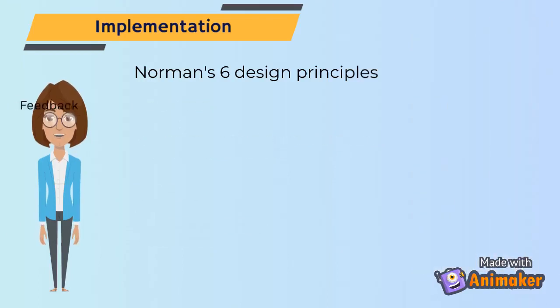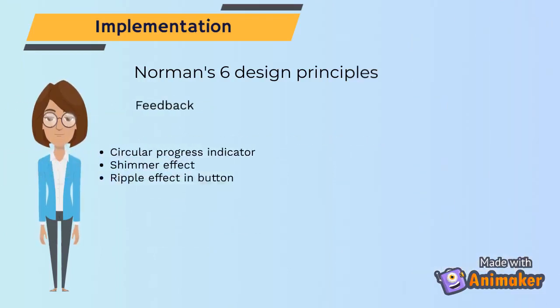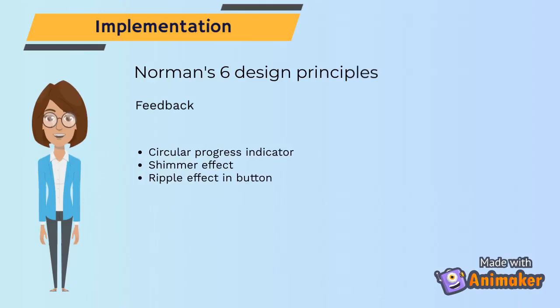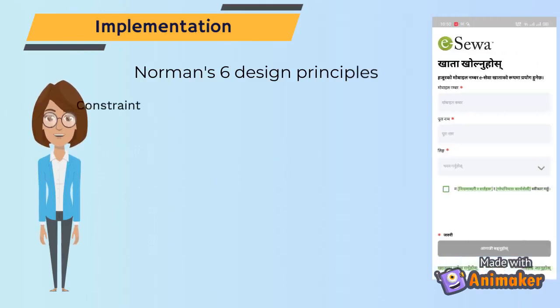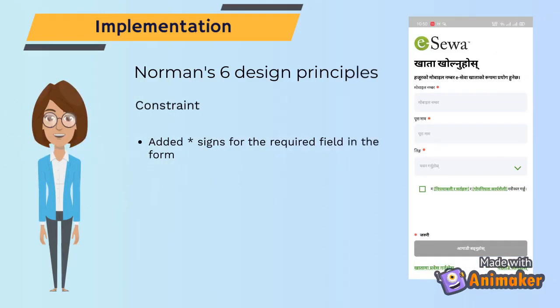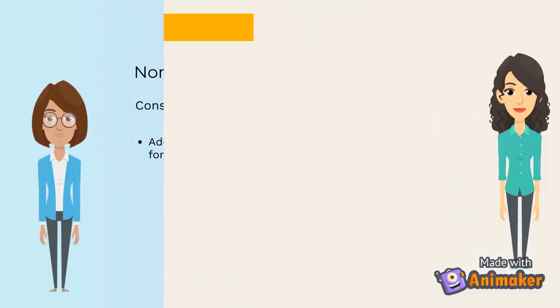Including intuitive iconography and most importantly integrating the localization feature, we tried to enhance the affordance of eSeva application. Though the feedback portion is hard to depict through prototype, circular progress indicator, shimmer, and ripple effect in button act as the feedback in actual UI that we developed. To ensure the constraint principle, we added asterisk signs for the required field in the form.